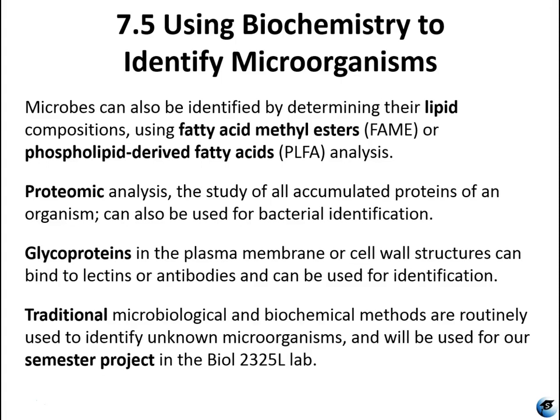And then, of course, like I mentioned before, we're going to use more traditional micro and biochem methods when we do our semester project in the lab. We're going to go into that in great detail. In fact, starting with Lab 6 and going all the way through the end of the semester, we will be working on our unknown projects. It starts with very traditional techniques like gram staining, endospore staining, and acid-fast staining, and then we'll test for things like catalase, enzymes, coagulase, all that fun stuff.